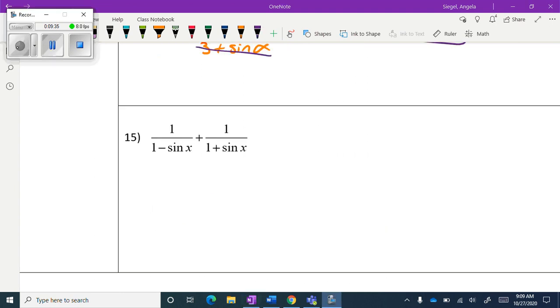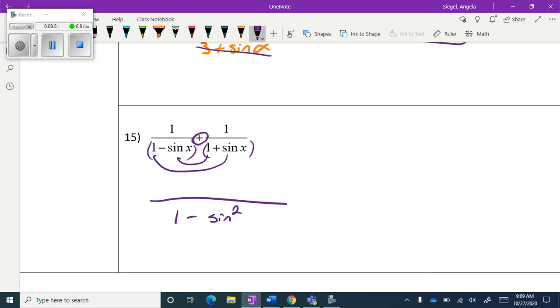This one, because we're adding, we have to have a common denominator. So our common denominator is going to be these multiplied together. So I'm going to go ahead and FOIL those. Because they're conjugates, the middle terms are going to cancel out. So it's going to be 1 minus sine squared x. What's already going through my mind is that Pythagorean identity. So that's going to be my common denominator.